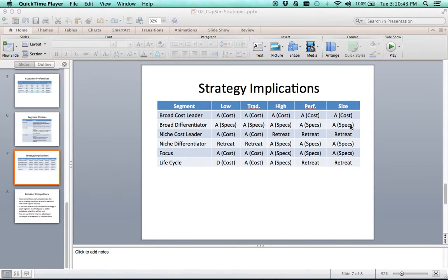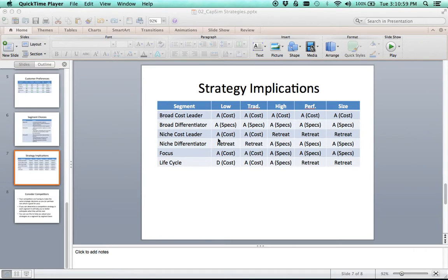Broad differentiator, again, you're in all areas, but you're competing on the basis of product features or specs. And so you would see that in all of those, you're trying to provide the best features that you can and make yourself stand out as being different from everybody else on those features. So you might see lots of R&D and a lot of repositioning.